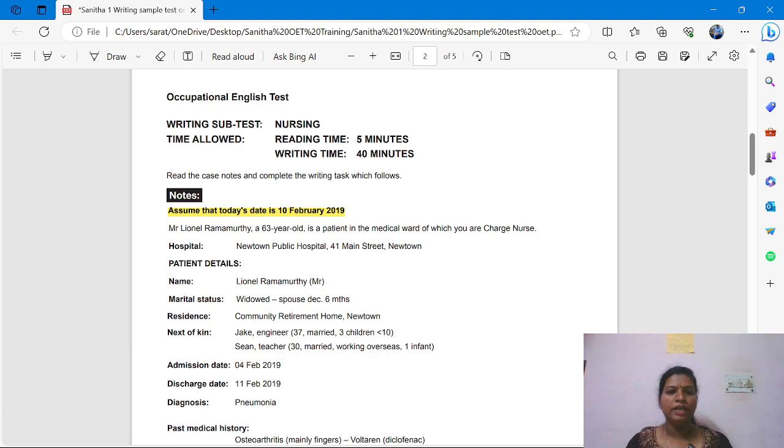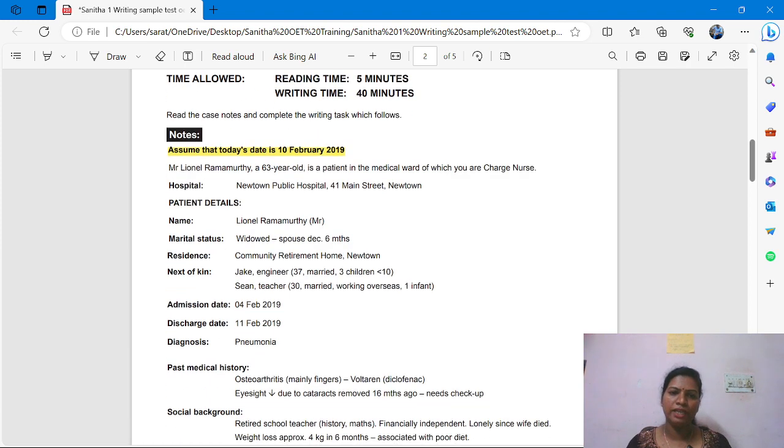Here, this is the format of the letter. Today, I am discussing only the format, not discussing in detail how to write the letter. So, please listen properly. The patient is Leonard Ramamurthy, age 63.